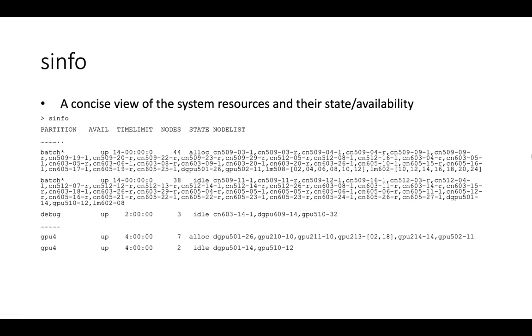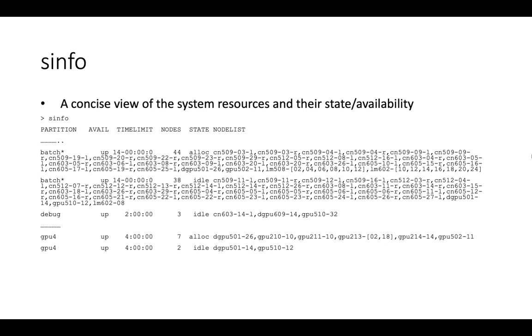sinfo is a useful SLURM command which shows a concise report of the resources and their states. Available partitions or queues are listed in the first column. We'll be using the terms partition and queue interchangeably. The second column shows the status of this partition. The third column lists the maximum allowed wall time for a job submitted to the partition.